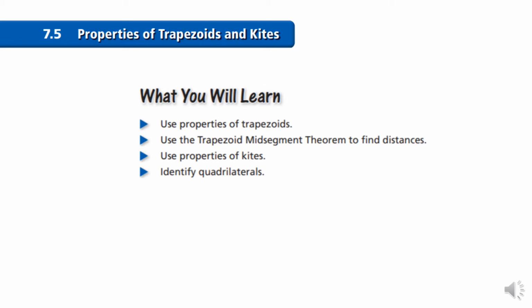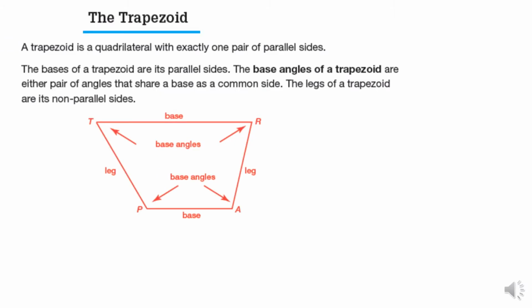Okay, today in IM2 we're going to cover 7.5, which teaches us about the other quadrilaterals, trapezoids and kites. The first one we're going to talk about is a trapezoid, which is a quadrilateral with exactly one pair of parallel sides. In this diagram, it's these two, and the bases are the parallel sides, okay?